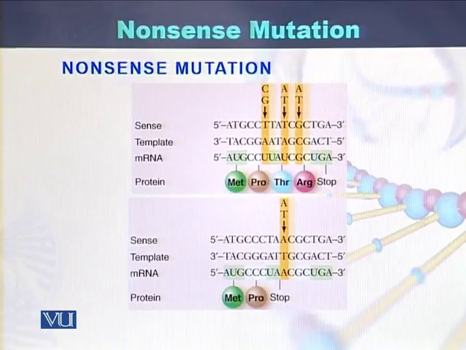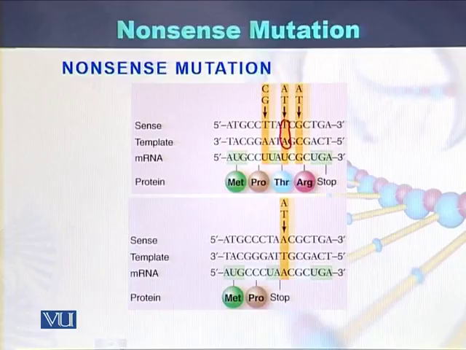This is a second example of nonsense mutation. In this case, we can see that in the original DNA sequence, there was A and T, that was thymine pairs with adenine, that was in the DNA sequence, and this is the messenger RNA sequence. These are the codons. As a result of mutation, this TA was replaced by AT.